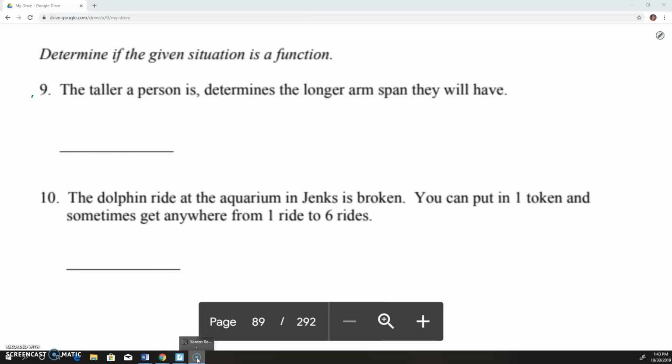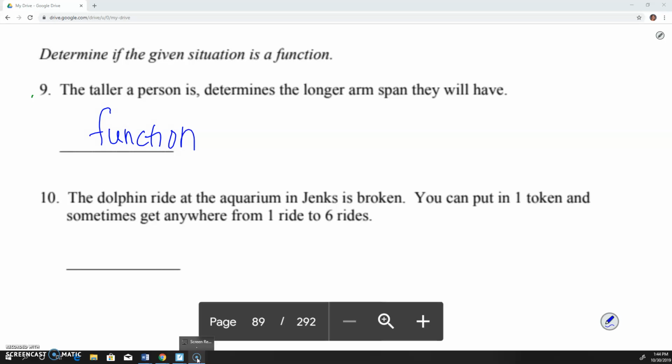So they said the taller a person is determines the longer arm span they will have. So the taller you are, the longer your arms are. That's true. Right, because you're not going to be a 2-year-old with arms as long as mine, right? So the taller you are, the longer your arms get. So yes, it's a function.